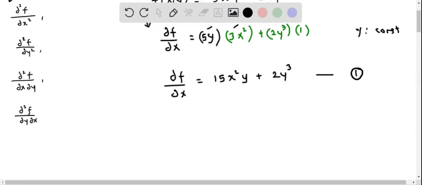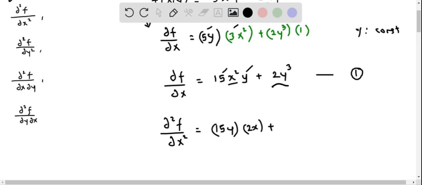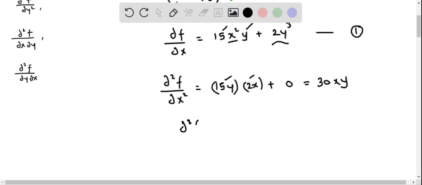Now we differentiate equation 1 with respect to x, that is partially with respect to x. So I write down this as the second order partial derivative of f with respect to x. And once again, we treat y as constant. So when we differentiate this expression partially with respect to x, we treat this 15y as constant, and then find the derivative of x squared with respect to x, which is 2x. And when we differentiate 2y cubed with respect to x, this is considered as constant, so this becomes 0. And so this simplifies to 15 times 2 is 30. We then have x and y, so it is 30xy. Therefore, we have determined that the second order partial derivative of f with respect to x equals 30xy. Let's say this is equation number 2.